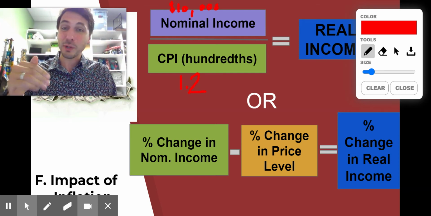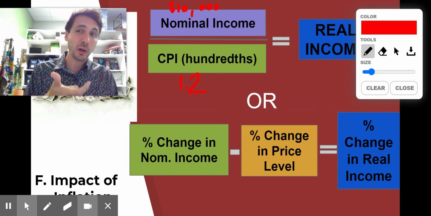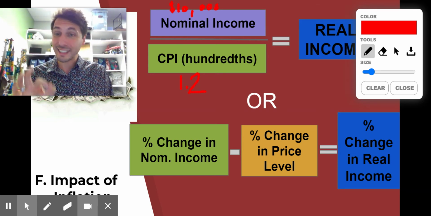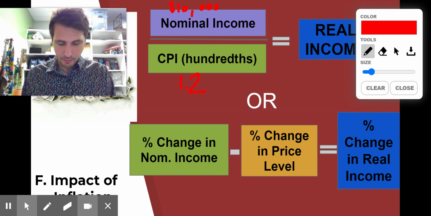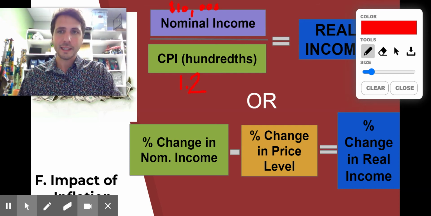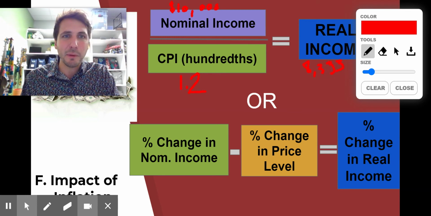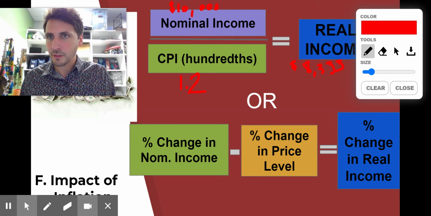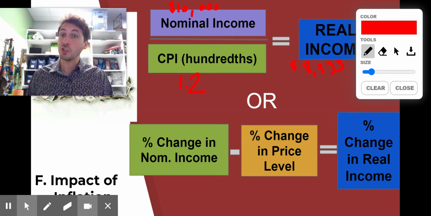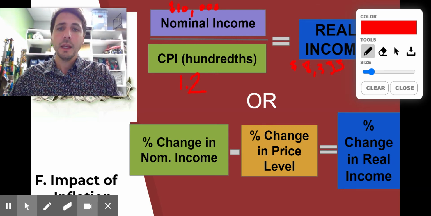You've got to make sure that you're putting CPI in hundreds. So it's not 120, it's 1.2. That's key to this. So I take 10,000 divided by 1.2, and that kicks out 8,333. In other words, yes, I have $10,000, but it's only going to buy me about 8,333 worth of goods. That's my real income when adjusted for inflation.